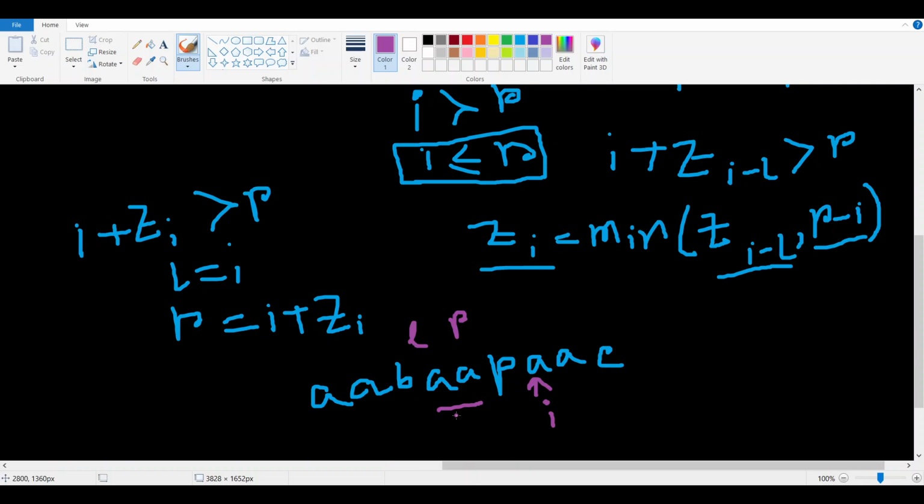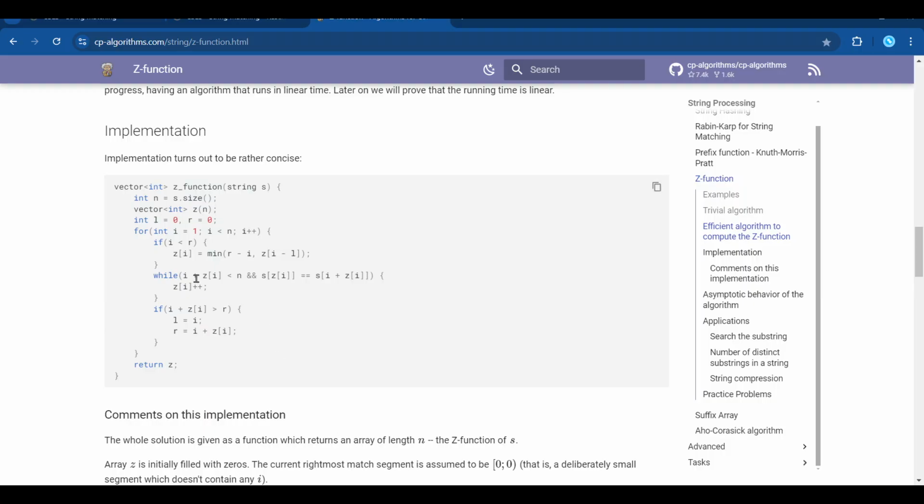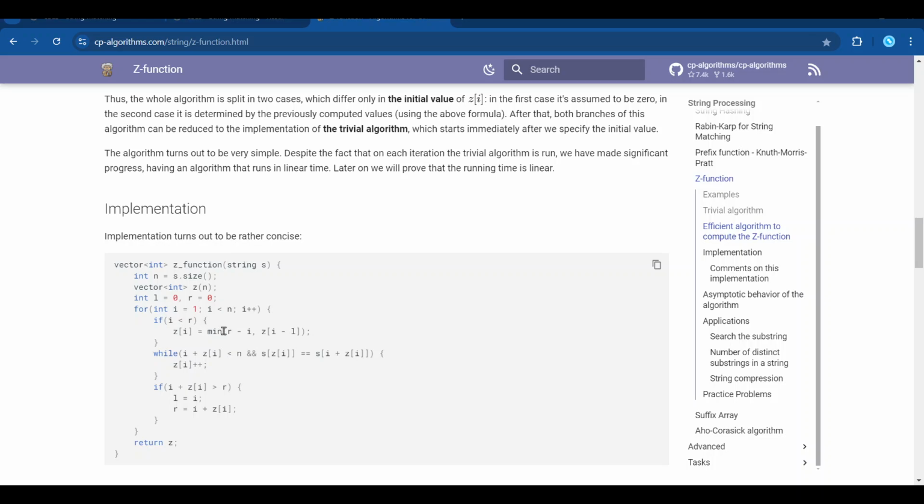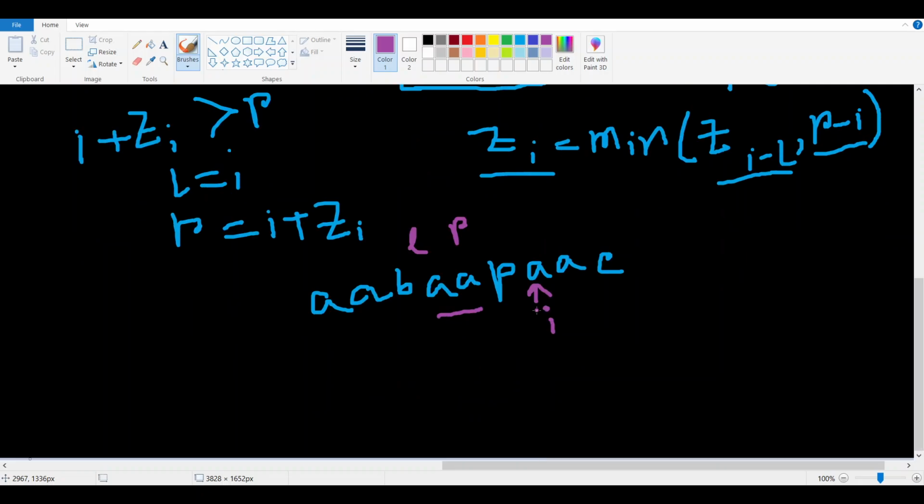Okay, so I have taken a wrong example, because you can see here that we are doing this thing: Z of I equals the minimum of R minus I, comma, Z of I minus L, only if I is less than R. Here I is greater than R, so we can't do that.